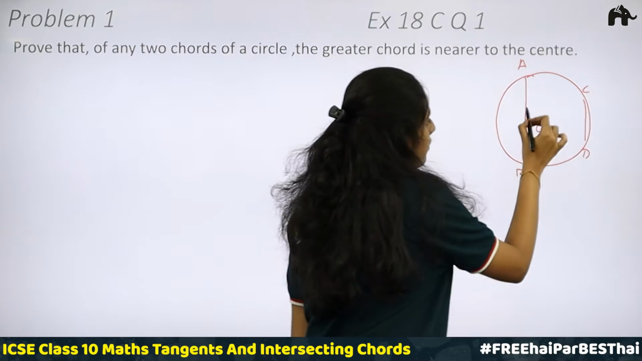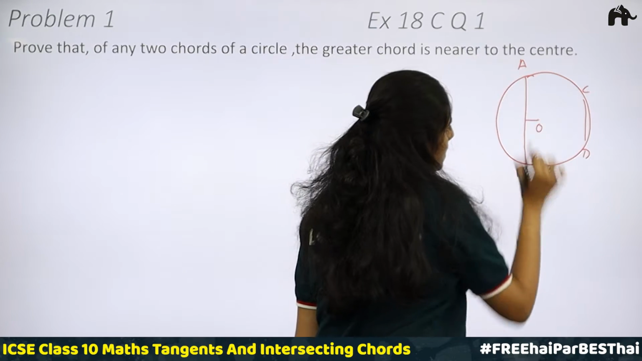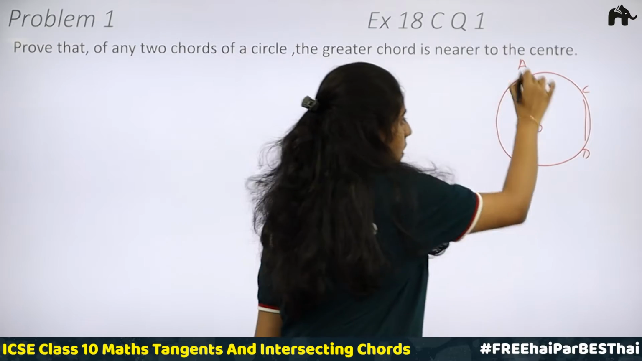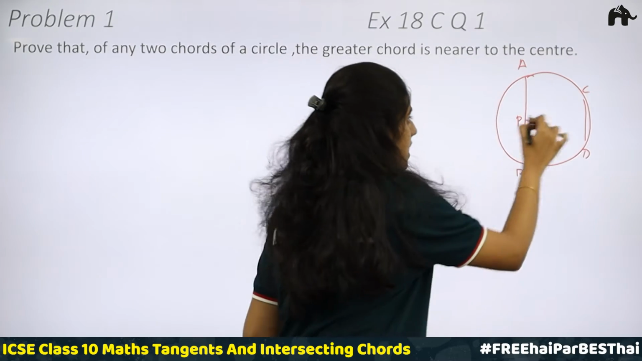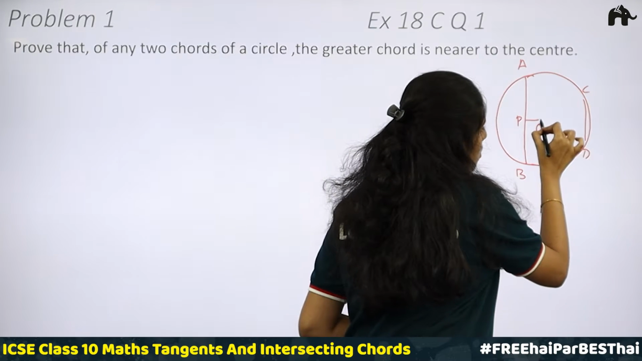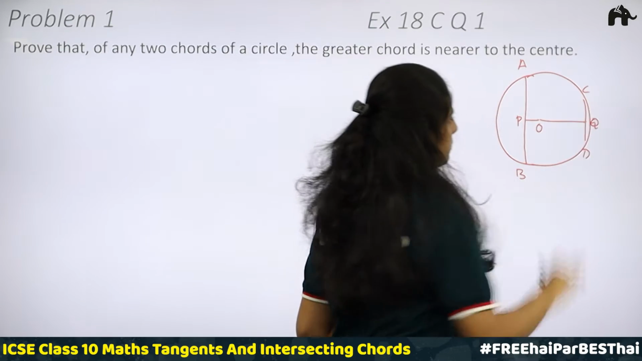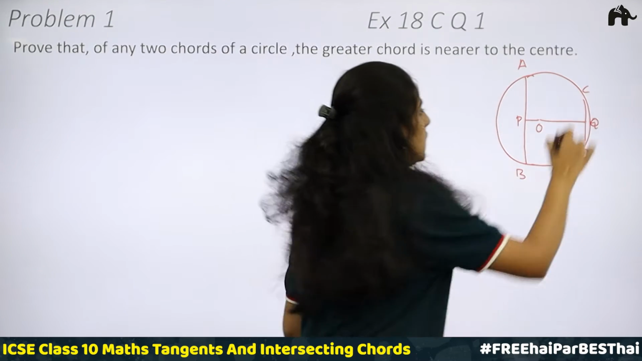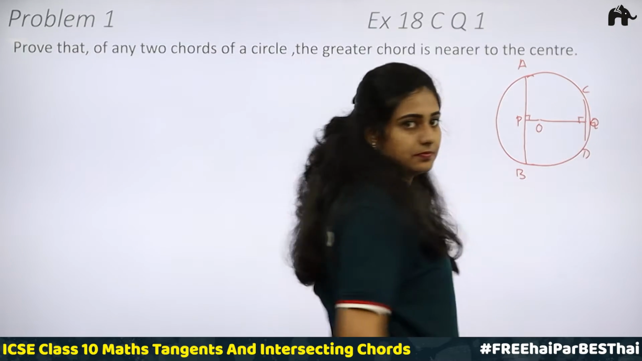Now, when I draw perpendiculars from the center, we know that the perpendicular bisects the chord. So, OP is a perpendicular that is drawn from the center to chord AB, which is the greater chord. And similarly, I'll be drawing another perpendicular OQ from the center to the smaller chord CD. This angle is 90 degrees.